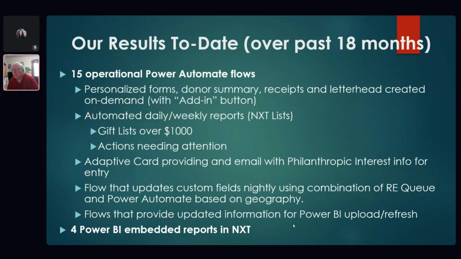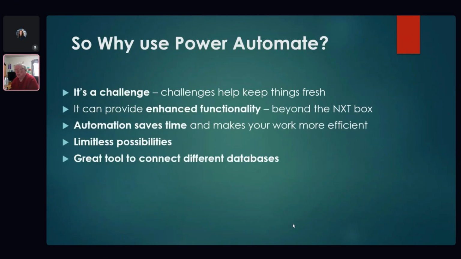So what have we gotten so far? I have right now about 15 operational Power Automate flows that I put together. Personalized forms, again, word merge documents and donor summary receipts are a big part of that. Some automated daily reports, weekly reports, gift lists, actions. I do have an adaptive card. I have an example I want to show. I have some flows that update custom fields or update data sets for Power BI that feed into the Power BI reports that we have as well.